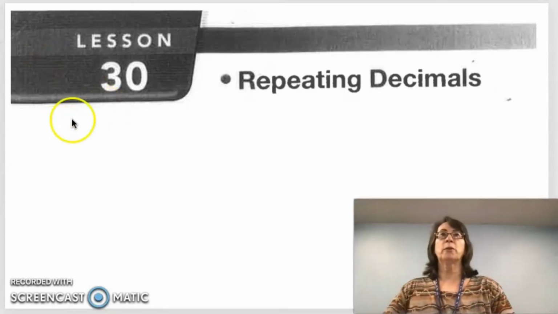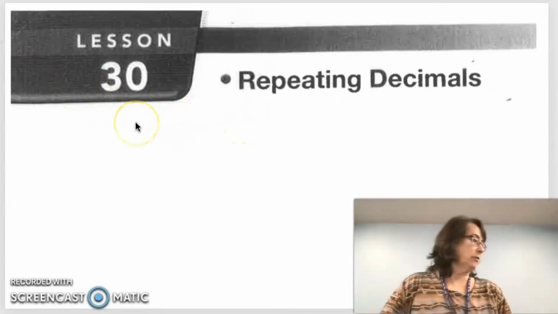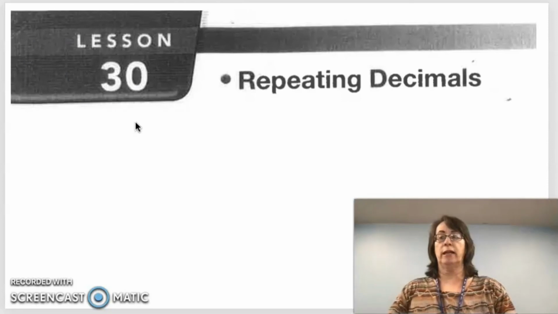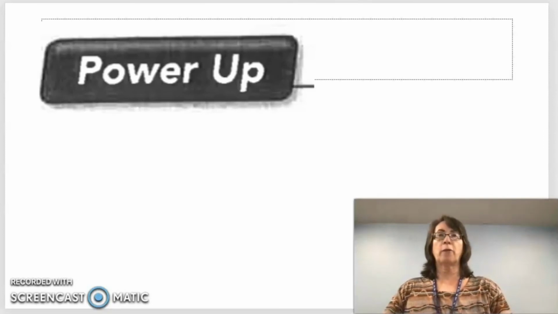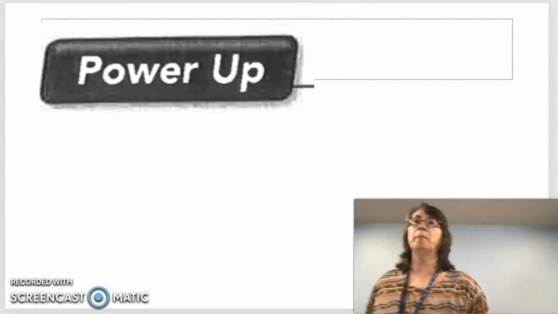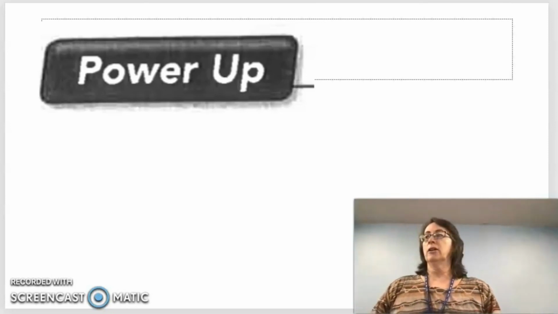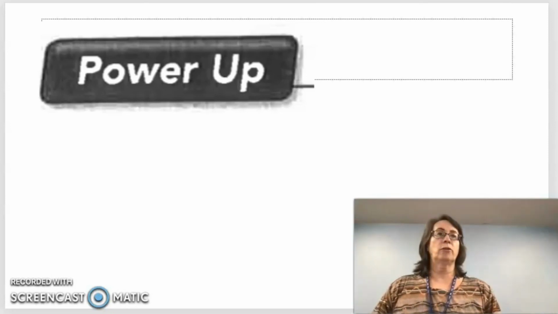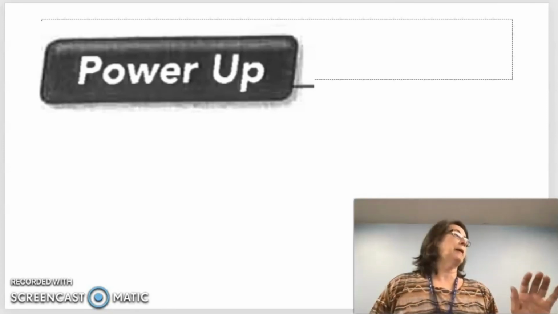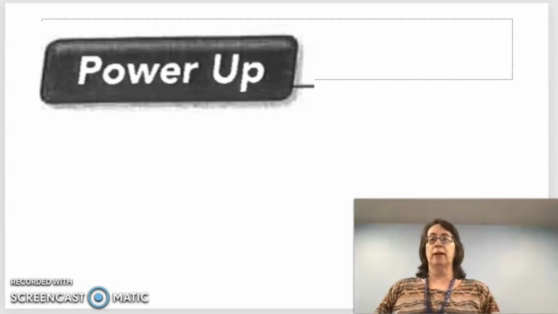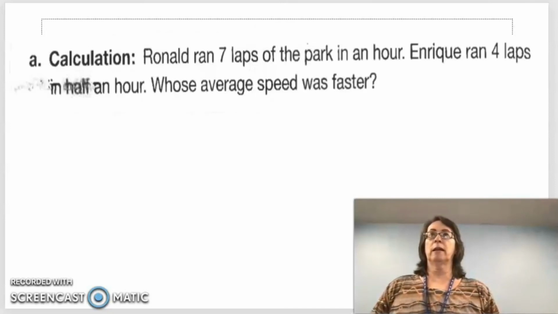All right, so we're doing repeating decimals, lesson 30. Everybody should have a lesson 30. So let's begin. Okay, and we're going to start with the power up, which means you're going to help me do these as fast as you can. So everybody should have a scrap sheet of paper so you can do this. You can do it on your notes if you want to, but this is speed. We want to all participate and all have some speed.